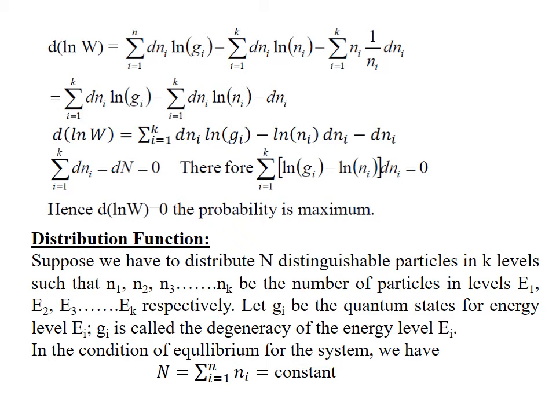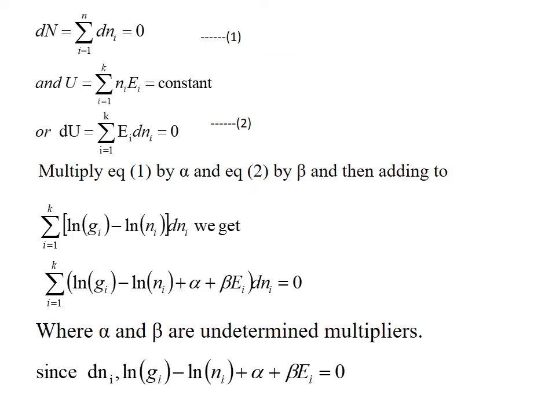The next is the distribution function. So now again let us consider we have a number of particles in a system which remains constant, so the differentiation of that is equal to 0. Again, the energy associated with the number of particles also remains constant. So hence the differentiation of that is equal to 0.